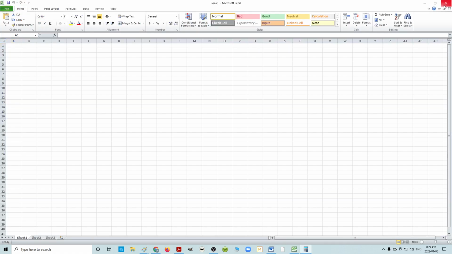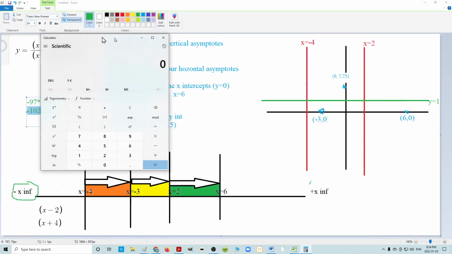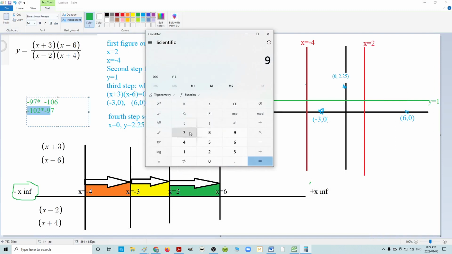Oops, I opened my Excel sheet, which won't matter. Here we go. So I'm going to take negative 97 and it really doesn't matter because it's going to become positive, and negative 106. And I get this. And I'm going to divide it by, open brackets, negative 102, and I'm just going to leave it positive because it's going to become positive, times 96. I'm just going to leave it positive because it's going to become positive, and I hit equals.